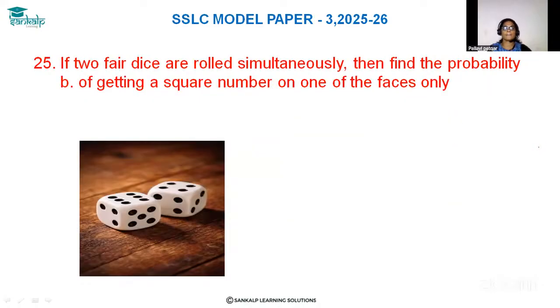Next, B option. Here B asks: if two dice are rolled simultaneously, then find the probability of getting a square number on one of the faces only.